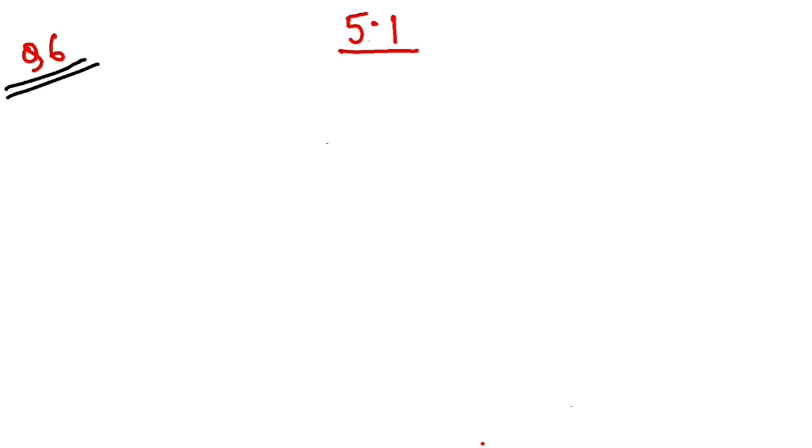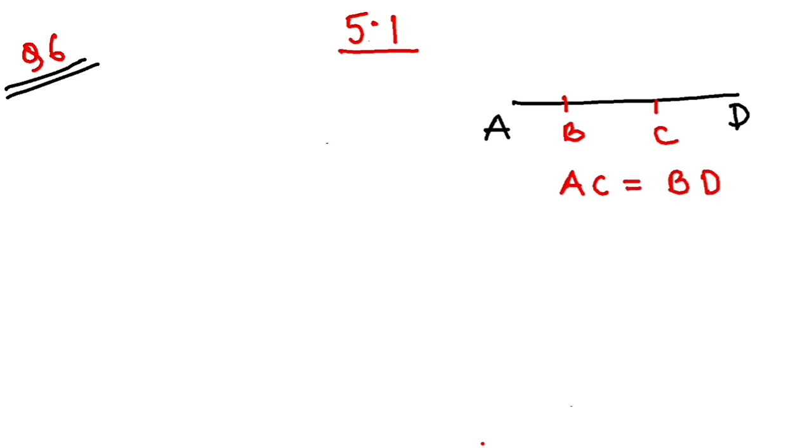Now let's try to deal with question number 6. Now what is given here? There is a line segment AD and there are 2 points B and C, alright, such that your AC is equal to BD. This is given, right? Now you need to prove that AB equal to CD. Alright, so now the proof of this one is extremely easy.